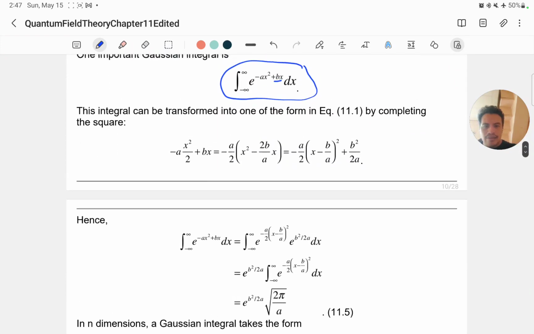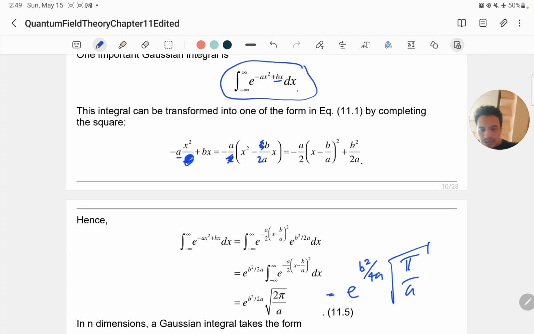In this case, you will have completing the square. By the way, we missed something here. This is supposed to be just a, there's no 2 here supposedly, and so there should be a 2 here, and this one should be that one. But anyway, the procedure is correct, and the correct answer here would be equal to e to the b squared over 4a times square root of pi over a. So that is actually the correct answer.